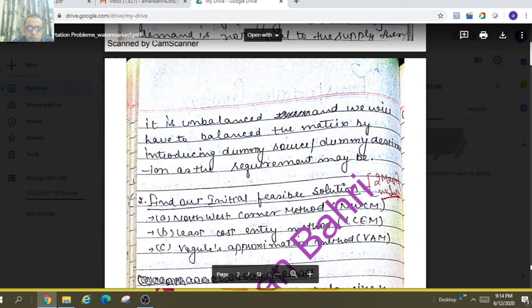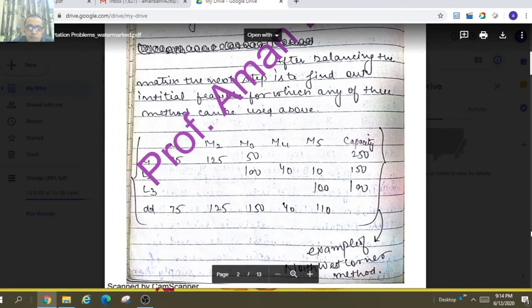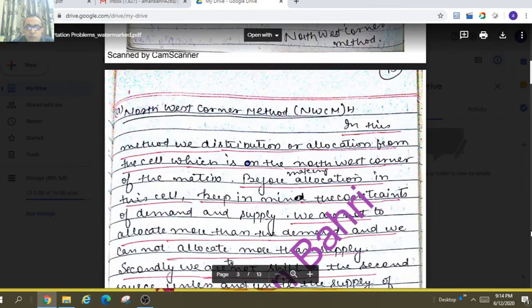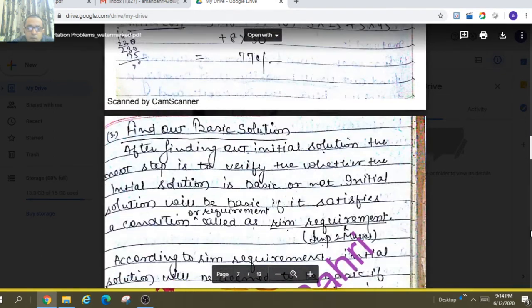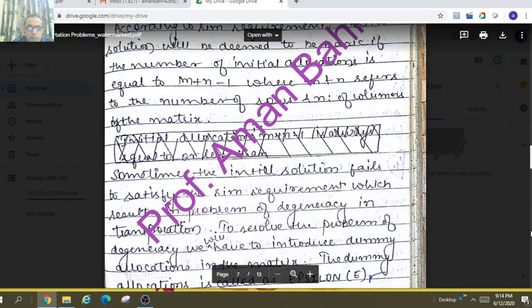Then the third step is to find out whether this initial solution is basic or not. The initial solution is deemed to be basic if it satisfies the rim requirement. According to this rim requirement, the initial solution will be basic if the number of initial allocations is equal to m plus n minus 1, where m refers to the number of rows and n refers to the number of columns. Sometimes the initial solution fails to satisfy the rim requirement, which results in the problem of degeneracy.